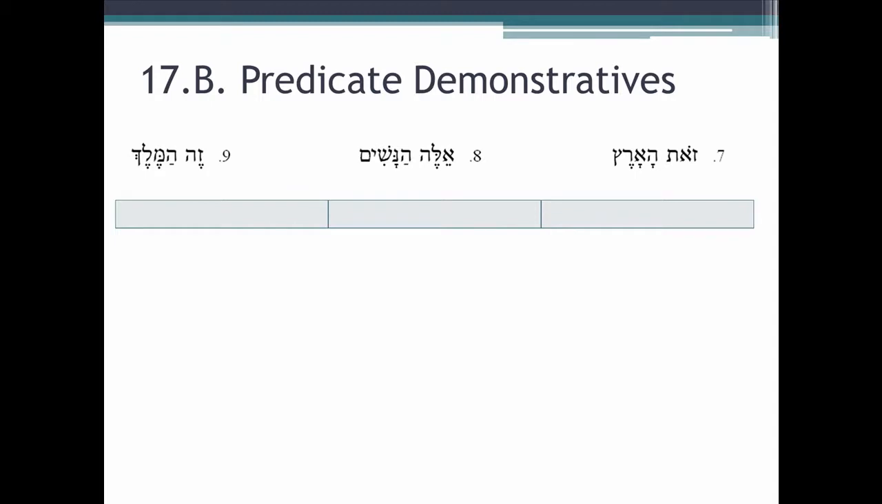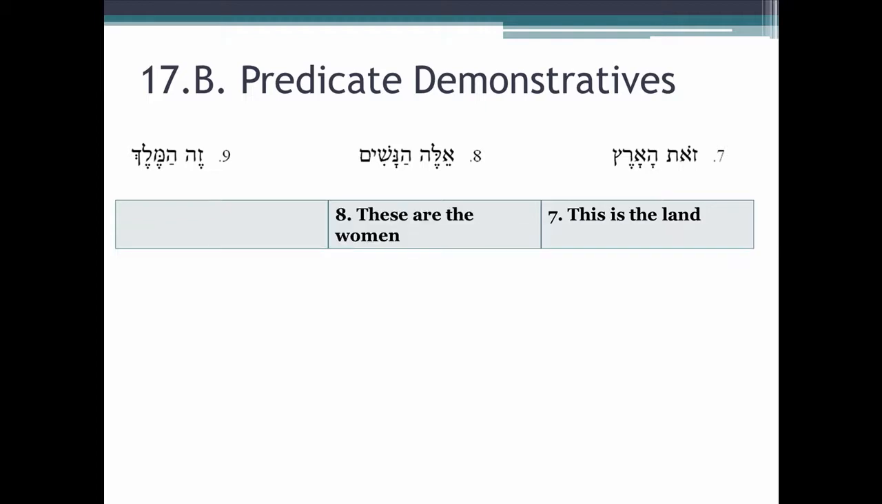Number 7, Zot ha'aretz, this is the land. Number 8, Eleh hanashim, these are the women. And number 9, Zeh hamelech, this is the king.